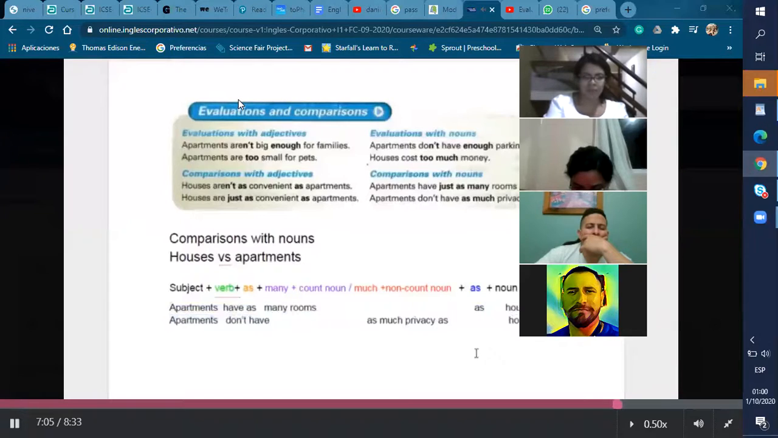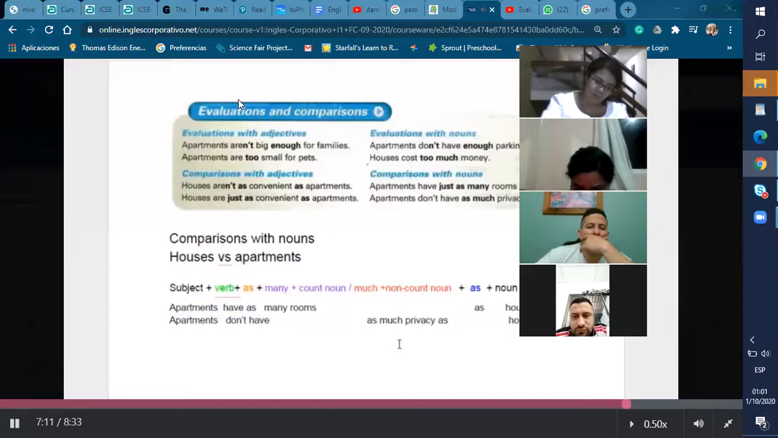And then again, you can make many different comparisons between houses and apartments. What else can you say? Well, you can say that apartments don't have as many windows as houses. That might be the case. You can say that apartments don't have as much space as houses.